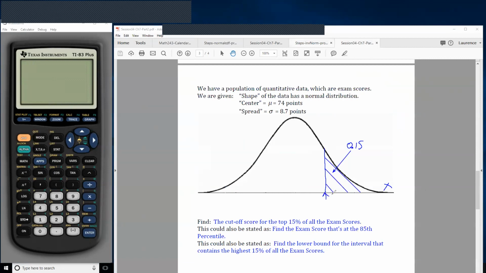But what area am I going to give to inverse norm? So think about that while I carefully write inverse norm. Am I going to give it 15% or am I going to give it a different number? So it's got to be the area to the left. Oh, that's this unshaded region here. How am I going to find that? Take the entire area under the curve, which is 1, and subtract what's in this right tail, 0.15. And of course, you can punch that into your calculator, and you'll get 0.85.